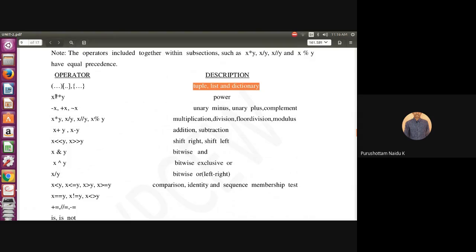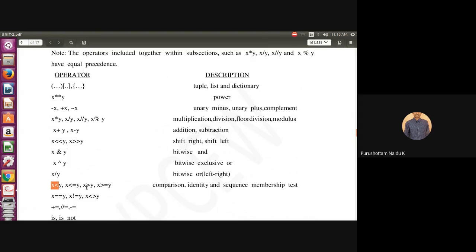Clear? And the power operator is the next highest priority. Next, unary plus, unary minus, or the complement is the next highest priority. Then star, division, floor division, and modulus are the next highest priority. Next, arithmetic plus and minus, addition and subtraction. Next, shift left and shift right. And then bitwise and, bitwise XOR, then bitwise OR.